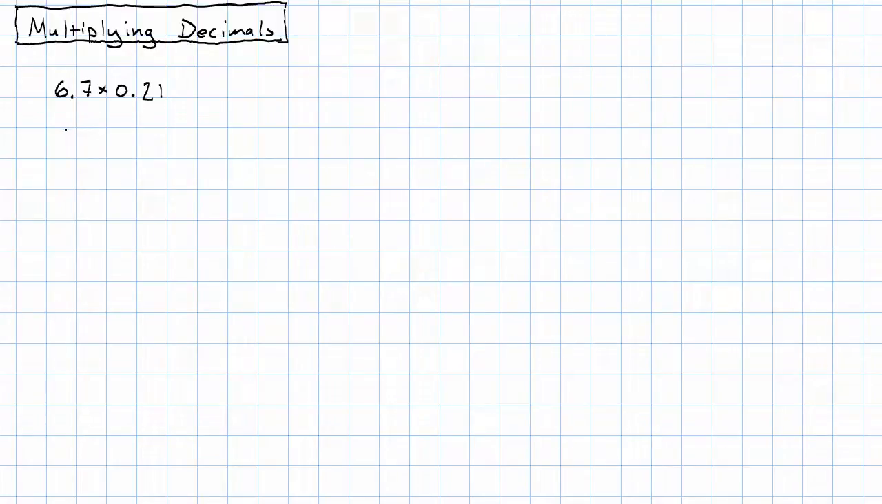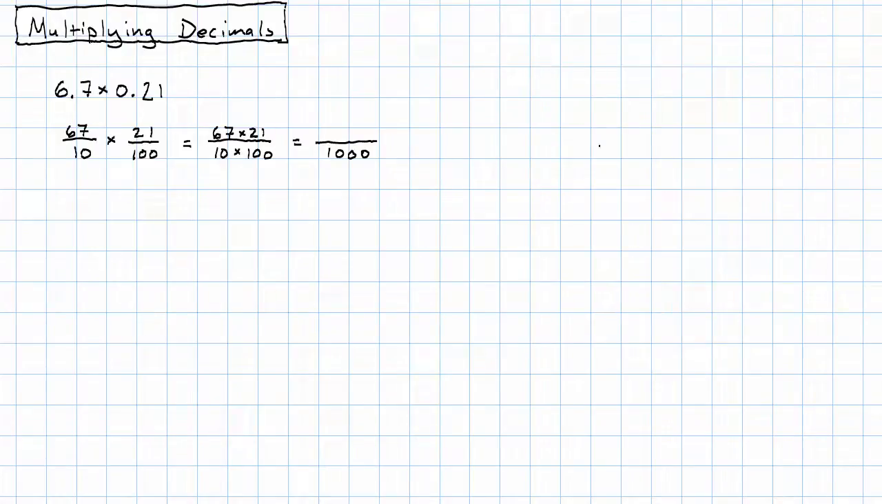6.7, that's just the digits 6, 7, and then 10 in the denominator. 0.21, that's just the digits 2, 1, and then 2 zeros in the denominator. When we multiply that, well, our numerator is going to be 67 times 21, and our denominator is going to be 10 times 100. 10 times 100, that's 1,000.